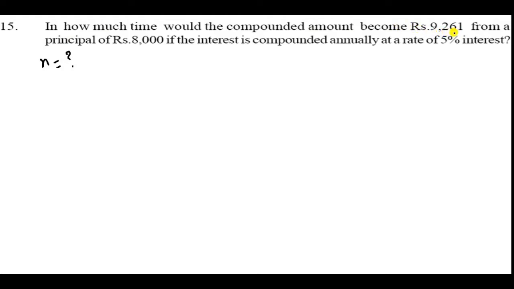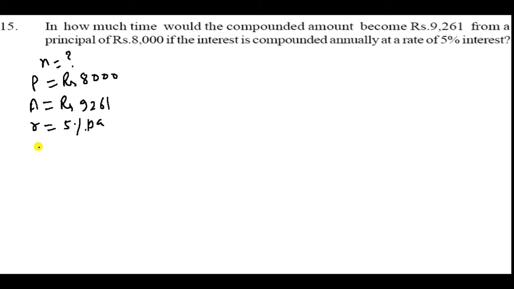In how many years would the compound amount become 9,261? That means N is to be found. Principal is given as rupees 8,000 and amount is given as rupees 9,261, and the rate of interest is given as 5% per annum. Yes, let us start with the formula.